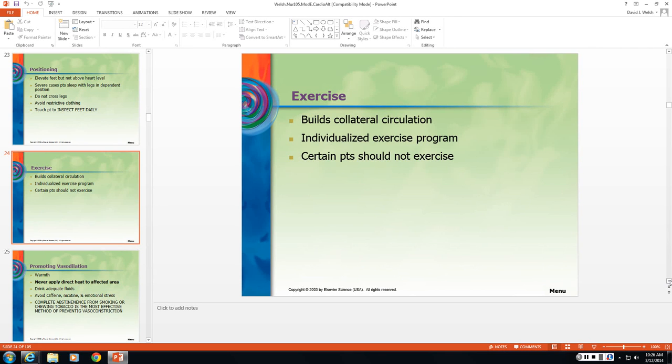But there's also certain patients you don't want to exercise. We talked about this in class. If somebody has a DVT, do you want that person moving that leg around? No, you don't.